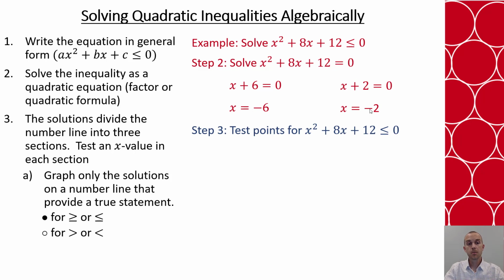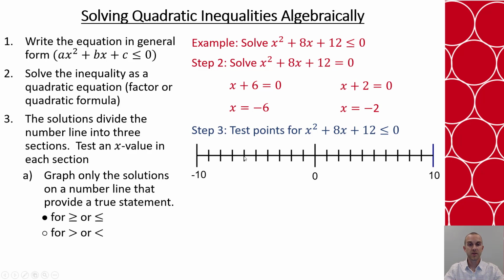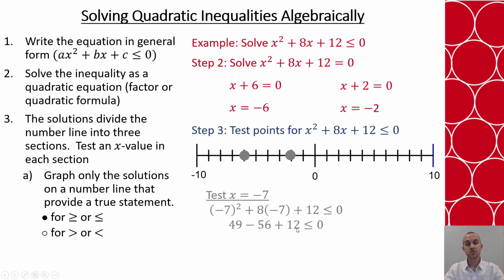So now I'm going to place the points on the number line and then test in each of those sections. So I'm going to place it at -6 and -2, and they're solid dots because this inequality has the equal to component. So let's test to the left. To the left of -6 is -7. So -7 squared plus 8 times -7 plus 12. That's 49 minus 56 plus 12. That's -7 plus 12. And this is saying that 5 is less than or equal to 0. That is not true, so there is no shading to the left.